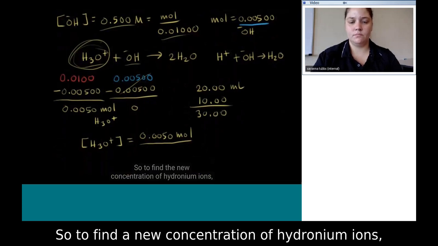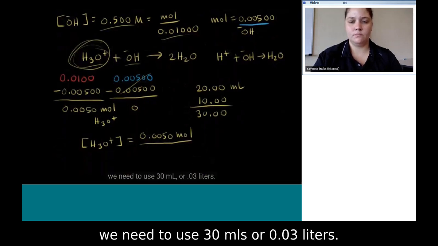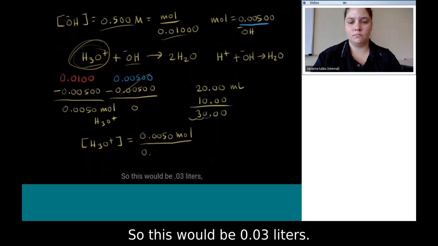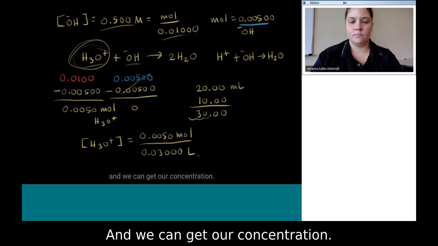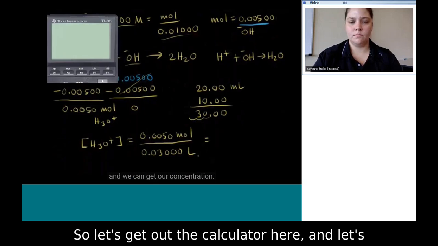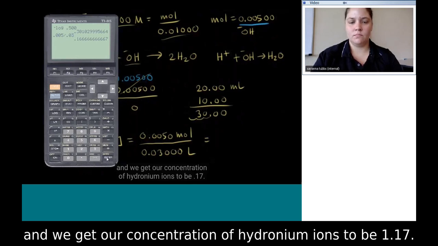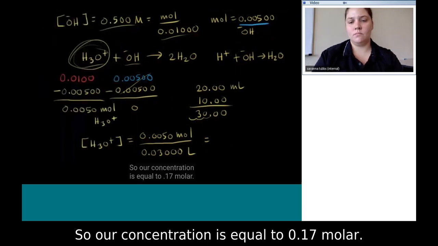So to find the new concentration of hydronium ions, we need to use 30 mLs, or 0.03 liters. 1, 2, 3. So this would be 0.03 liters. And we can get our concentration. So let's get out the calculator here, and let's take 0.005. We're going to divide that by 0.03, and we get our concentration of hydronium ions to be 0.17. So our concentration is equal to 0.17 molar.